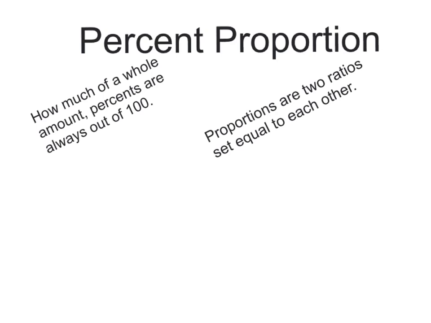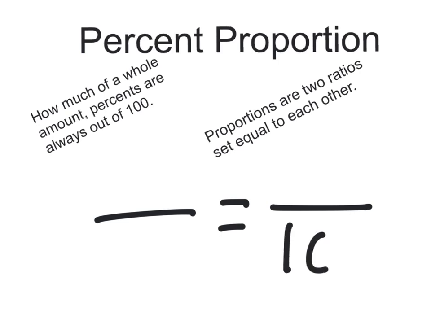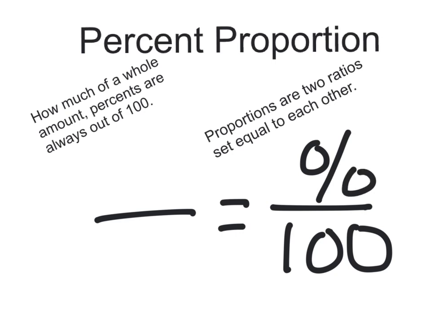So if we think about what we have, two ratios that are set equal to each other. I know that a percent is always out of 100. So over here, we're going to put 100. And we know that this is my percent out of 100. Now, if I think about what this means in the context of my other proportion, my other ratio here, I have to think about, well, what does the 100% represent? What would this other piece represent?